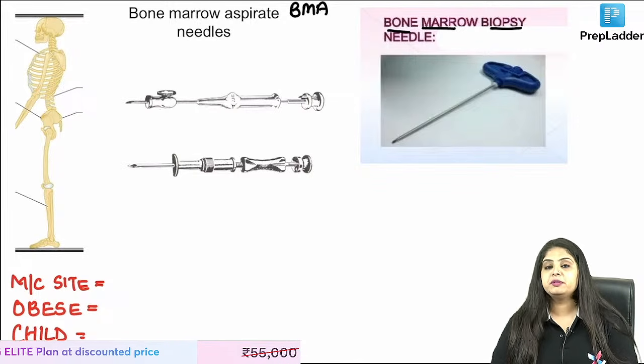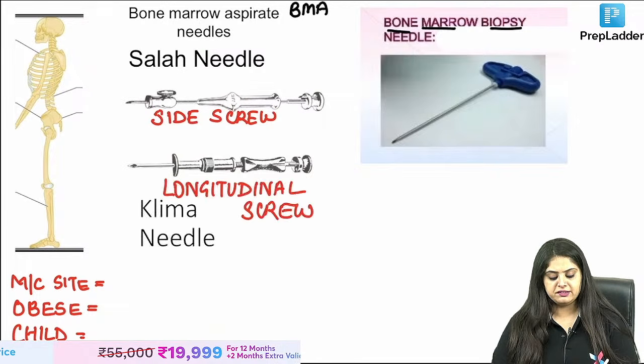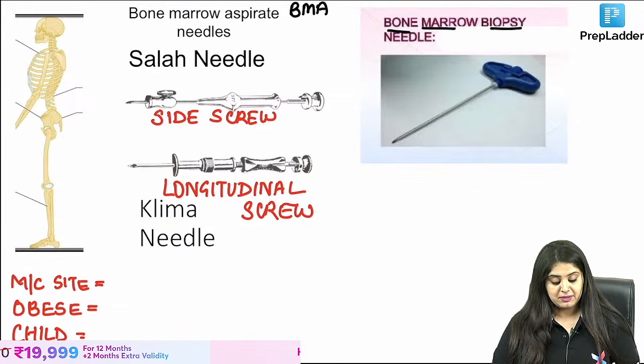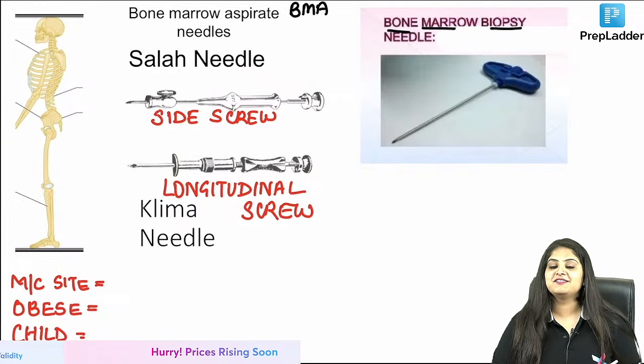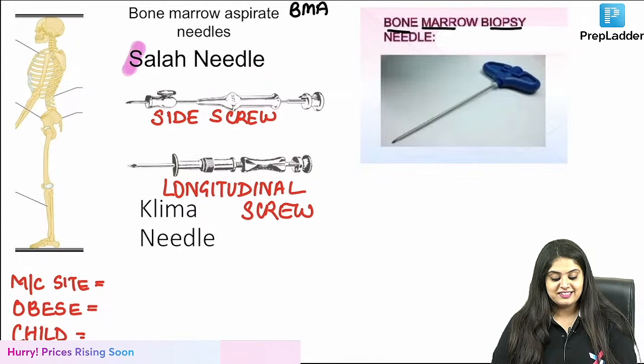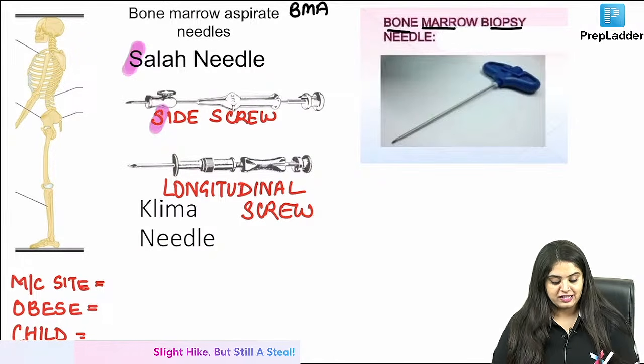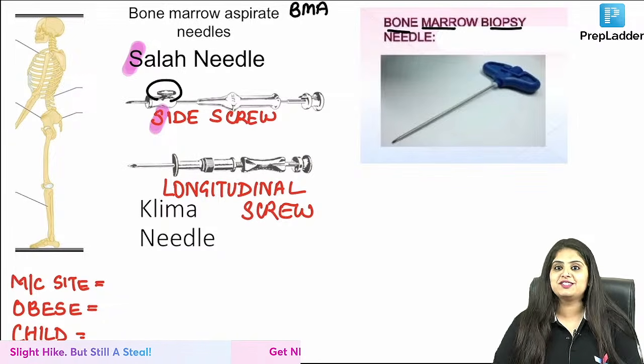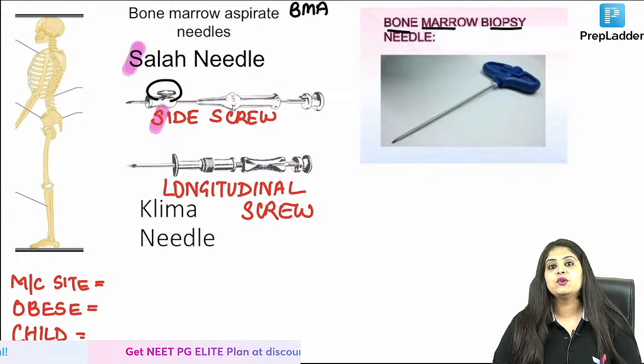For bone marrow aspirate, you have 2 needles. I think all of you know. One is the Salhas and one is the Klima needle. Yes, perfect. All the answers once again pouring in. So Salhas needle is known as the one with the side screw. That's how we learn it. And these are the only pictures that they have. So this is exactly what you're going to get.